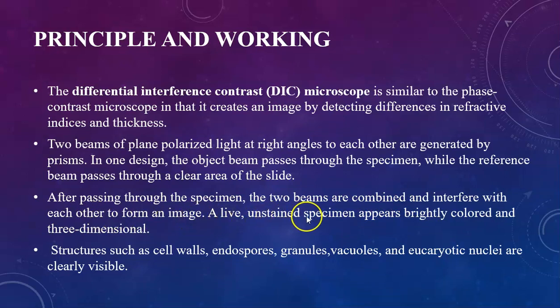So a live specimen which is not stained can be seen with a bright colored, 3D view. With the help of the DICM technique, it is possible to observe the cell wall, endospore, granule, vacuole, and eukaryotic nuclei, which are clearly visible.